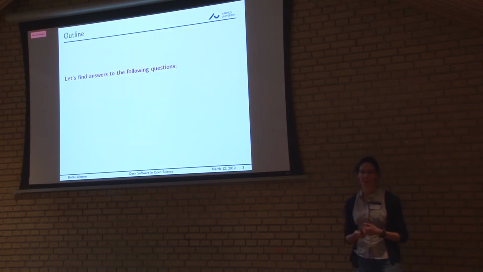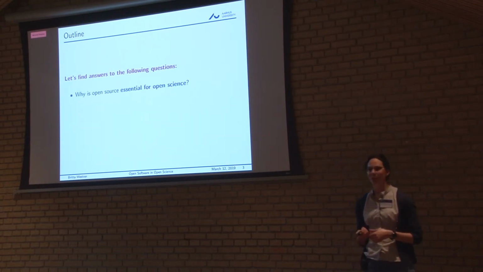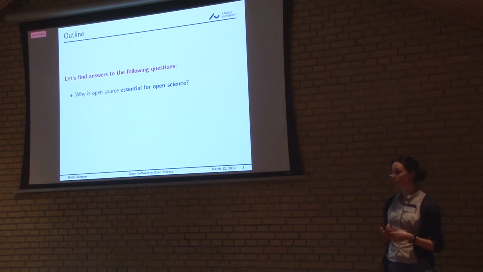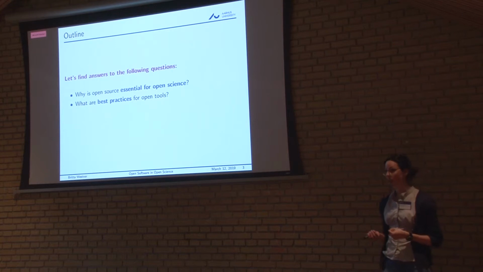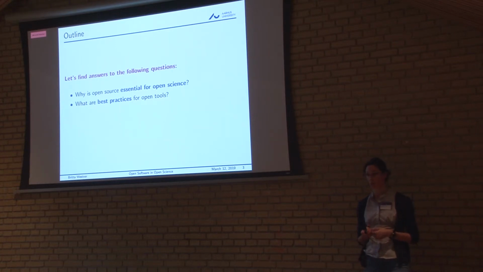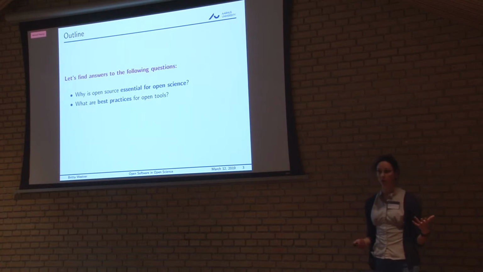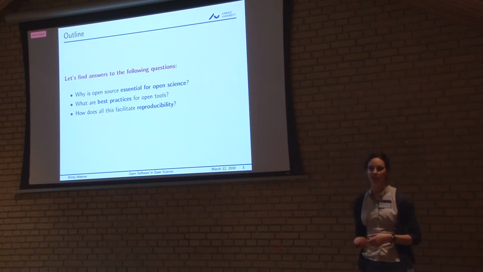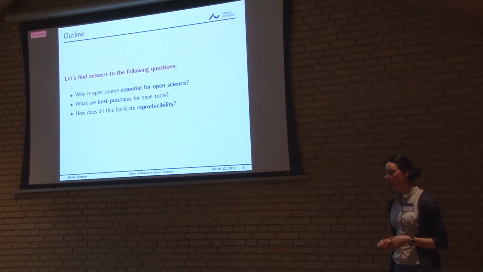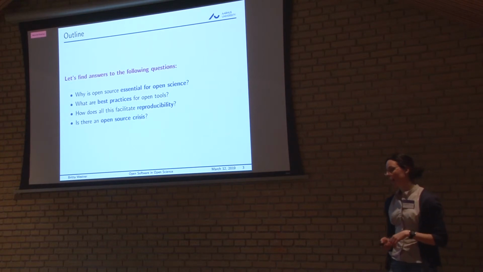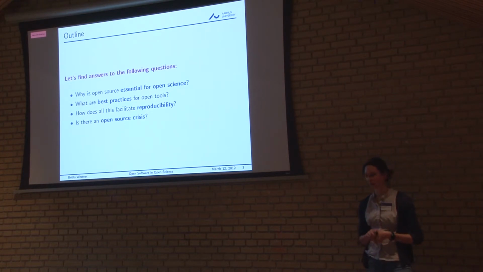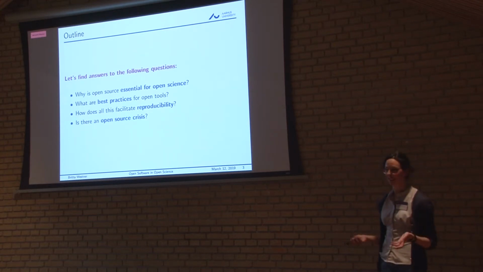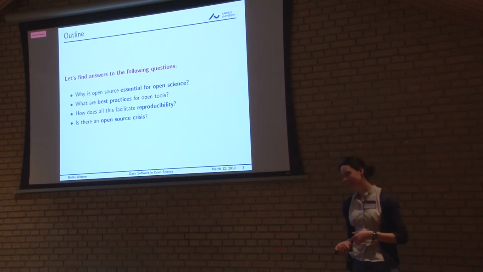So today, I hope that together we can find some answers to the following questions, namely, why is open source essential for open science? What are best practices for open tools, spanning from your own code to open source software? How does all this facilitate reproducibility? And as a last part, I would like to talk about the question whether there is an open source crisis or not. We talk so much about crises at this workshop, so I thought I had to contribute too.